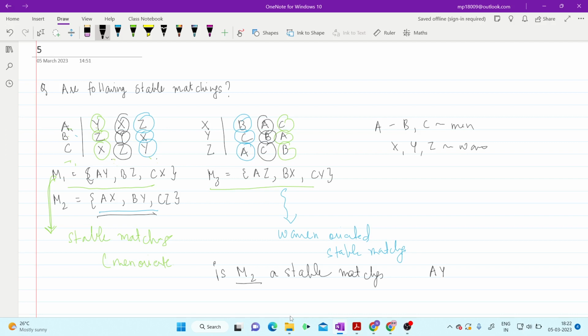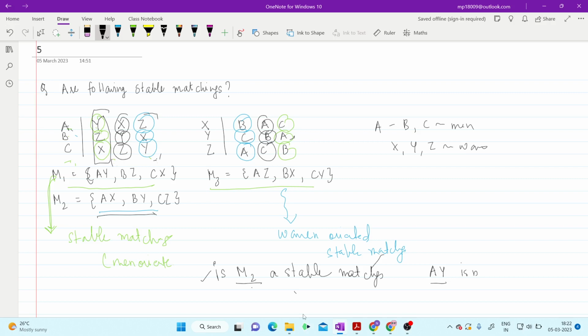So if we want to show that this is a stable matching, we have to see that all these three pairs are not blocking pairs. We know that these three cannot be blocking pairs, so we just need to check for these three. We see that AY is not a blocking pair because Y prefers B over A. Even BZ is not a blocking pair and CX is not a blocking pair. So this matching M2 does not have any blocking pair, therefore it is a stable matching.